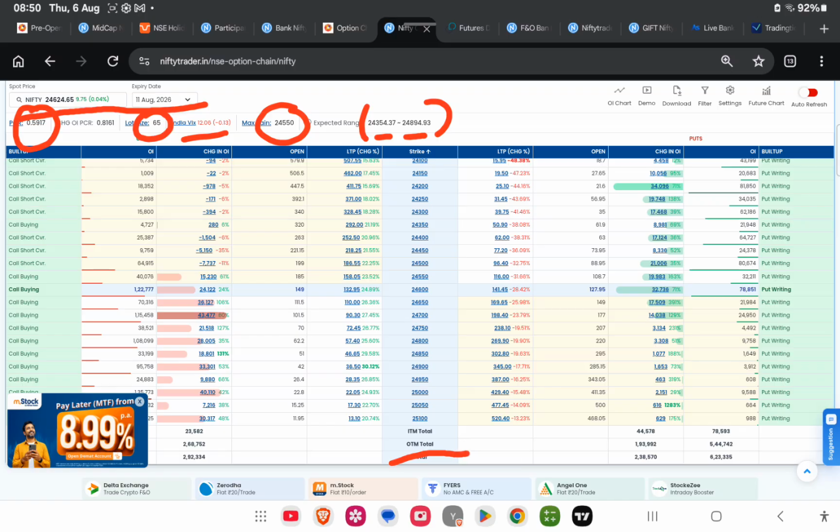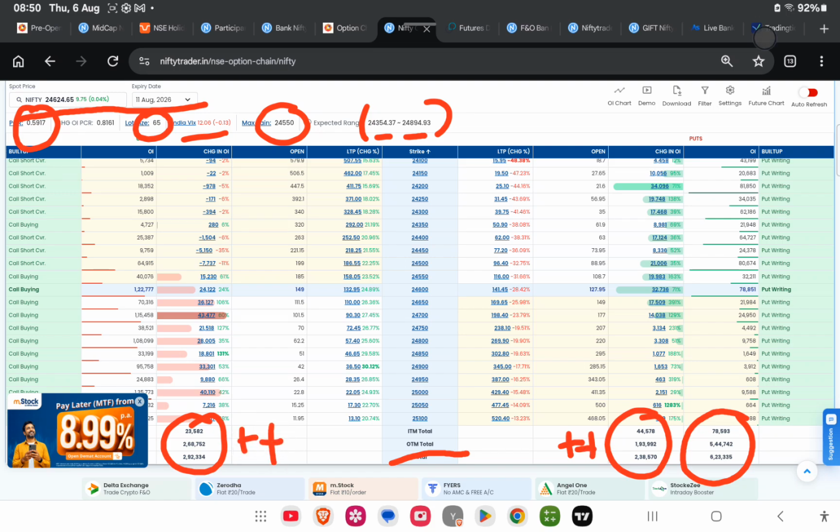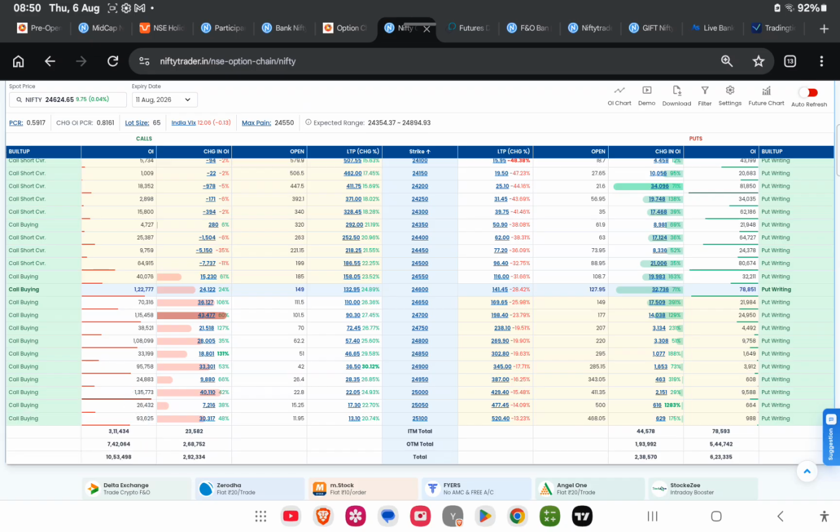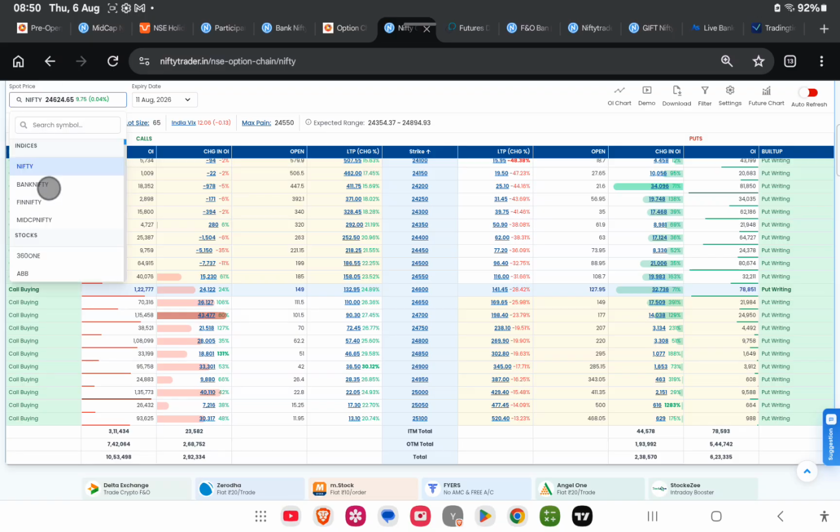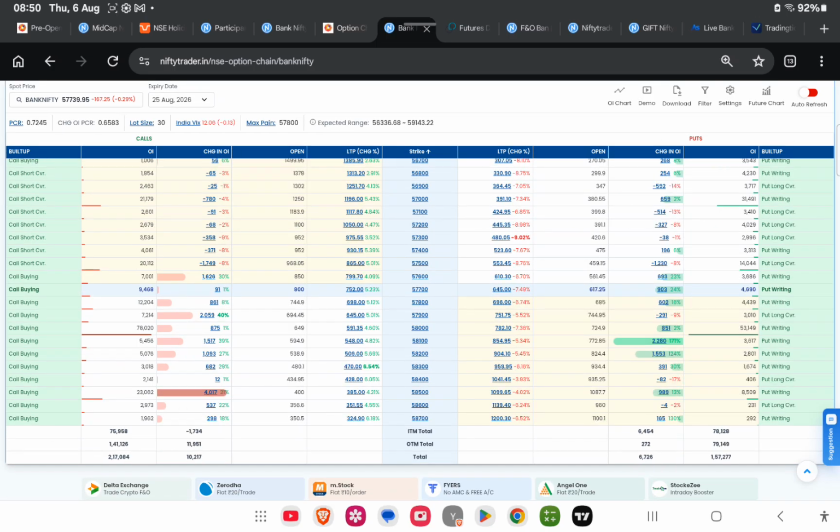When you check for OTM, 2.68, and here it is 5.44 and 1.93. So equal build up in the OTM is also a definition of a sideways market. Here 7 and 5, so clearly resistance is more. And similarly you can check for Bank Nifty, Finnifty and MidCap Nifty.